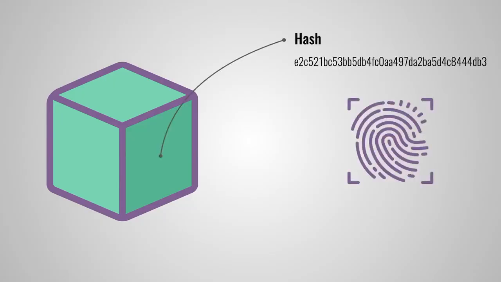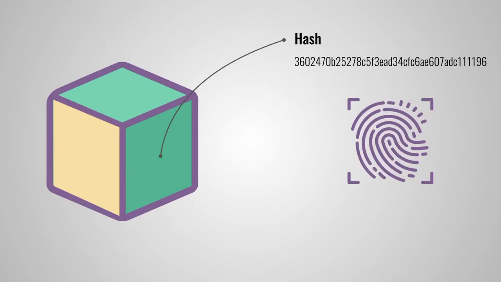A block also has a hash. You can compare a hash to a fingerprint. It identifies a block and all of its contents, and it's always unique, just as a fingerprint. Once a block is created, its hash is being calculated. Changing something inside the block will cause the hash to change. So in other words, hashes are very useful when you want to detect changes to blocks. If the fingerprint of a block changes, it no longer is the same block.